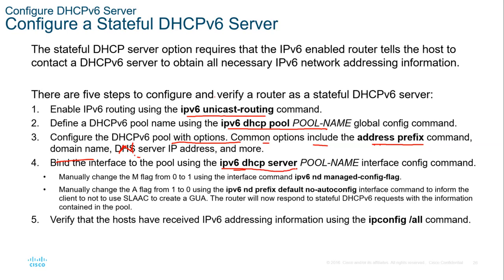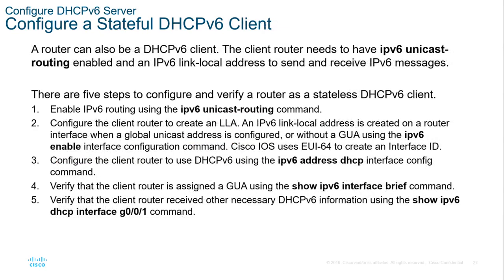Then you bind by using ipv6 dhcp server under the interface, and then you put the pool name. After that, you go ahead and put the IPv6 managed configuration flag, so that all the information should actually be picked from the server pool. Then you can verify last and make sure that all the end devices have received addresses. So these are still the same steps on what you're supposed to do.